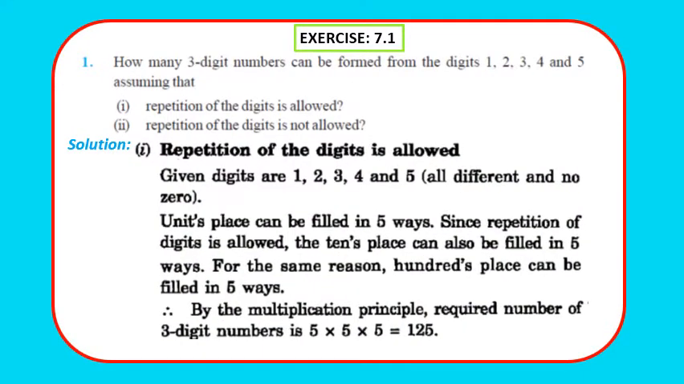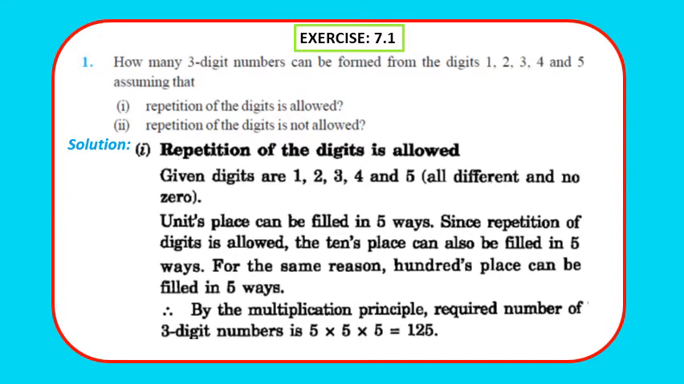So let's start exercise 7.1. And the question 1 is, how many 3-digit numbers can be formed from the digits 1, 2, 3, 4 and 5, assuming that first is repetition of the digits is allowed and the second is repetition of the digits is not allowed. So first case, repetition is allowed.